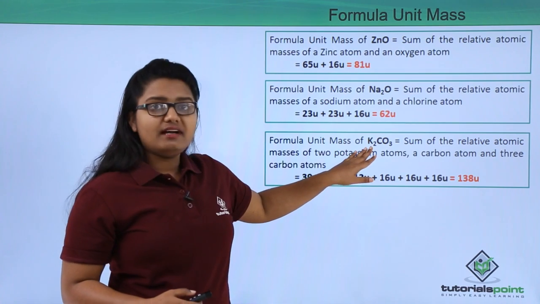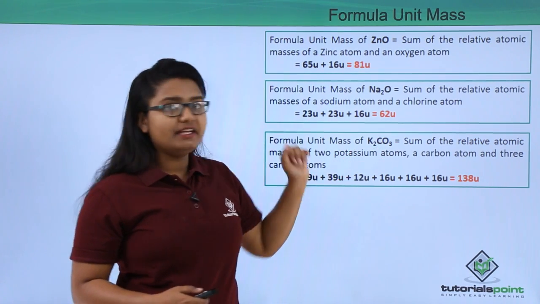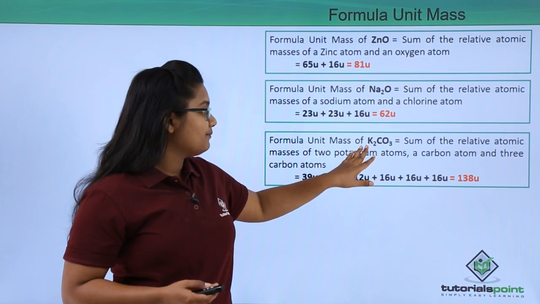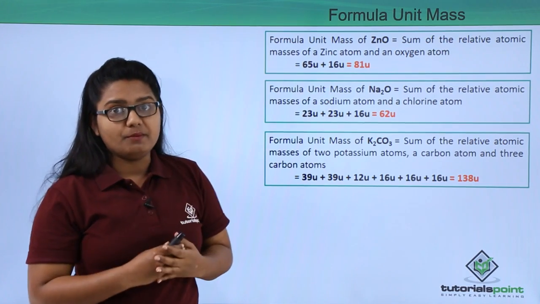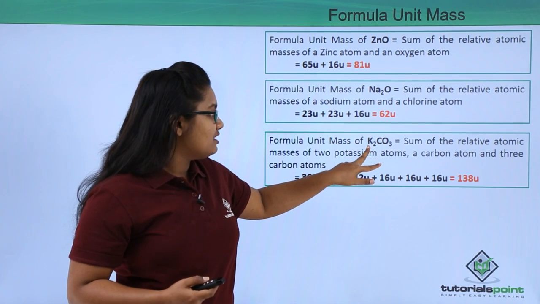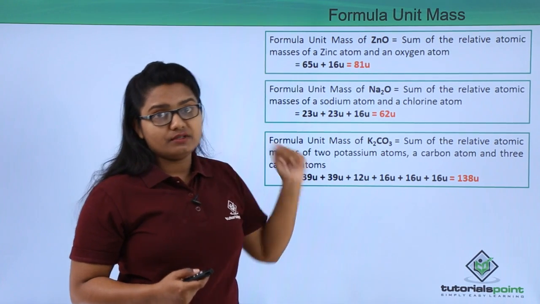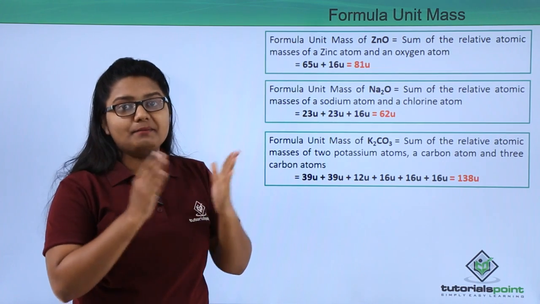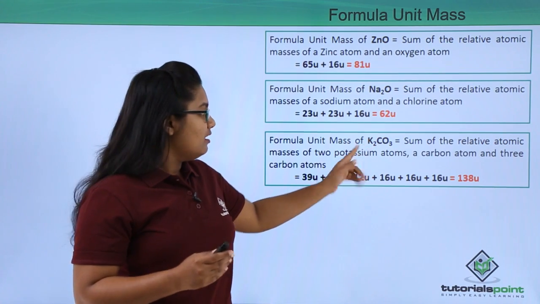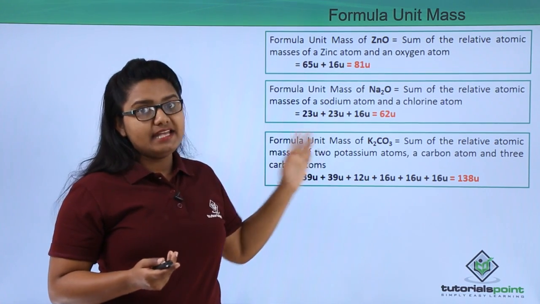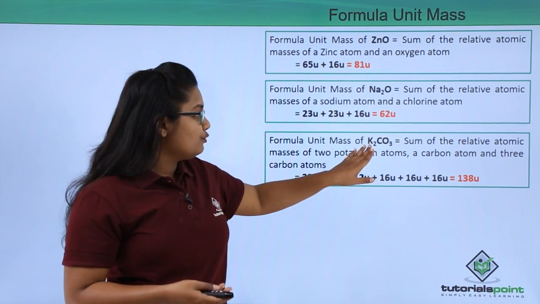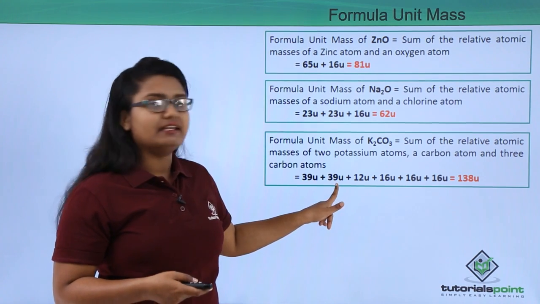Now here I have one more ionic compound, which is potassium carbonate, and here we can see from the formula that it has potassium ions and a carbonate ion, which is a polyatomic ion. Now let's see the number of atoms here, that is 2 potassium atoms, 1 carbon atom and 3 oxygen atoms. We just need to sum up their masses and hence we will find the formula unit mass of this potassium carbonate. So we know that the potassium atom has a relative atomic mass of 39U. Since there are 2 potassium atoms, we take 39U plus 39U.